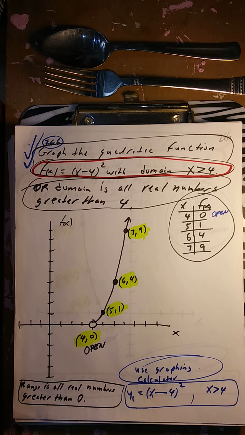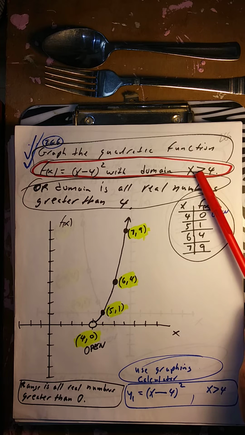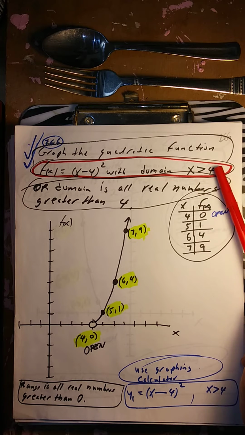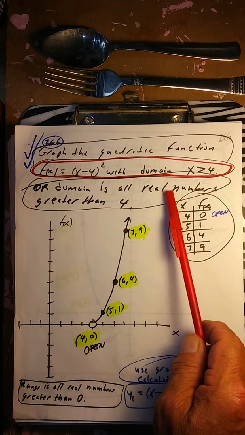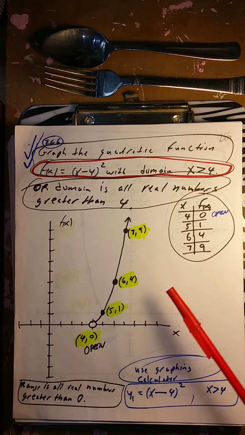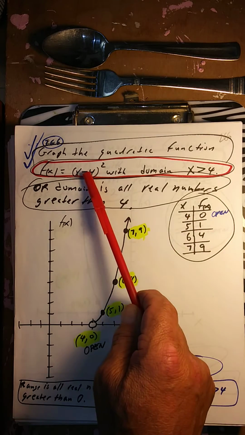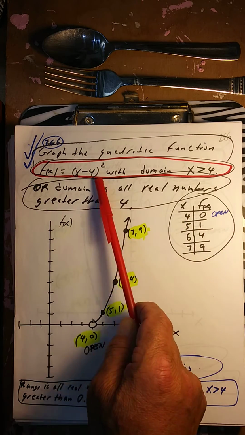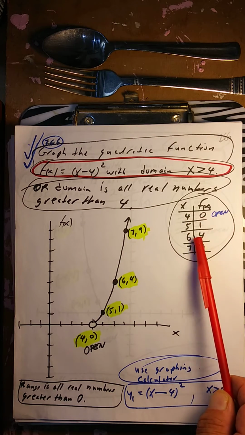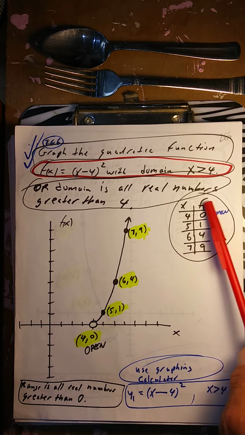All right, this one. Graph the quadratic function f of x equals x minus 4 squared, but the domain is restricted to x bigger than 4. Not equal, just bigger than 4. Or domain is all real numbers greater than 4. So I just put some numbers: 4, 5, 6, 7. Put them in there. Put the 4 in there, you're going to get 0. 5, you're going to get 1. 6, you're going to get 4. 7, you get 9. Using your graphing calculator.